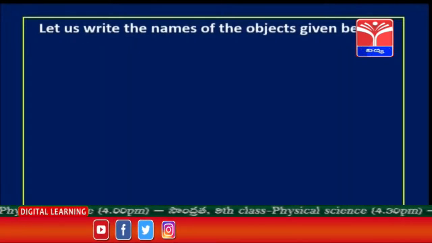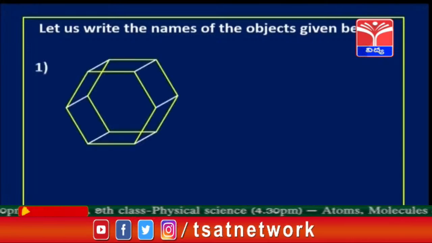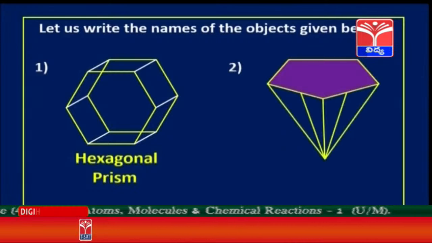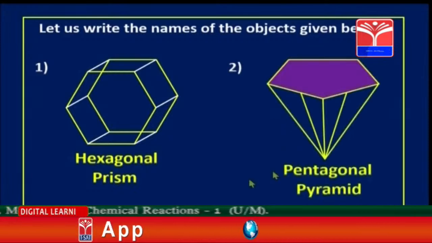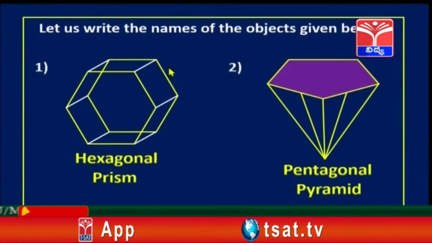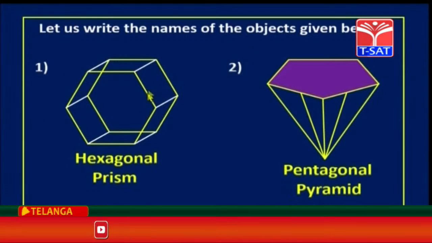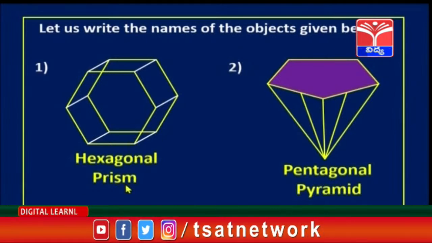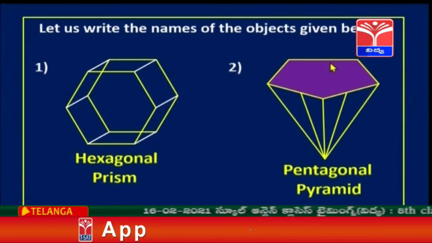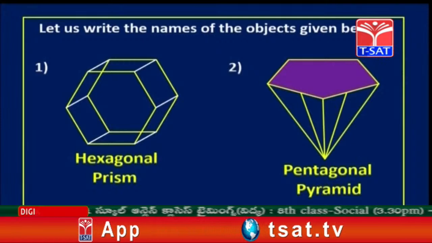Let us write the names of the objects given below. Children, this is the hexagonal prism. This is the pentagonal pyramid. How can you name this, children? Very simple. Count the number of sides and see whether it is a prism or a pyramid. As it is a prism having 6 sides, we call it a hexagonal prism, and as it is a pyramid because the vertex is there and the base is a polygon, having 5 sides, we call it a pentagonal pyramid.